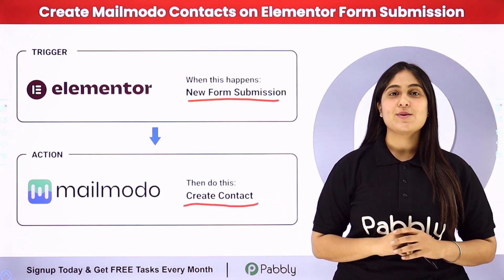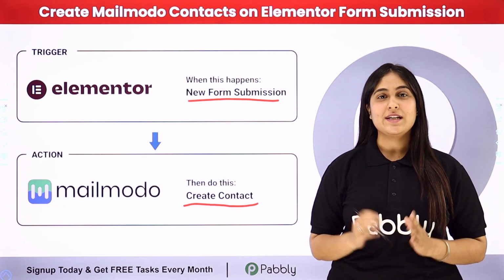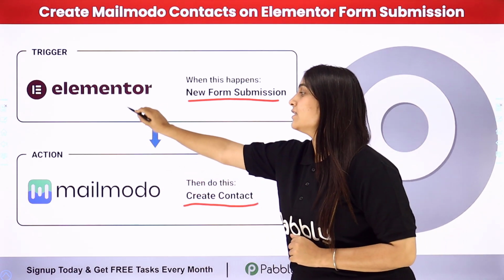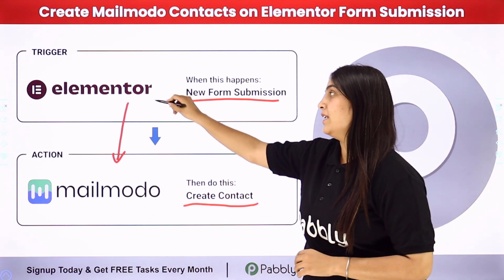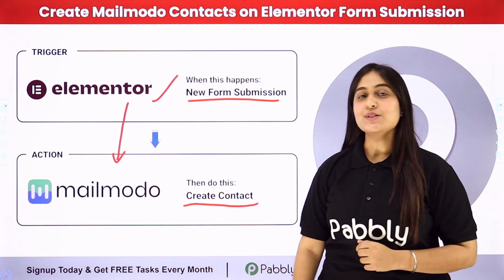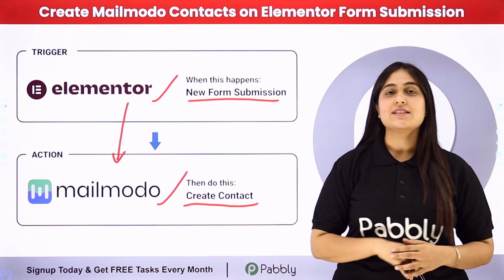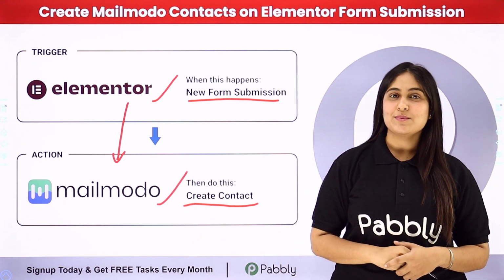So to automate this process, we will use an automation software named Pabbly Connect, in which we need to connect a trigger and an action. So in this process, our trigger application will be Elementor and our action application will be Mailmodo. So to learn this process step by step, let me take you to my screen.